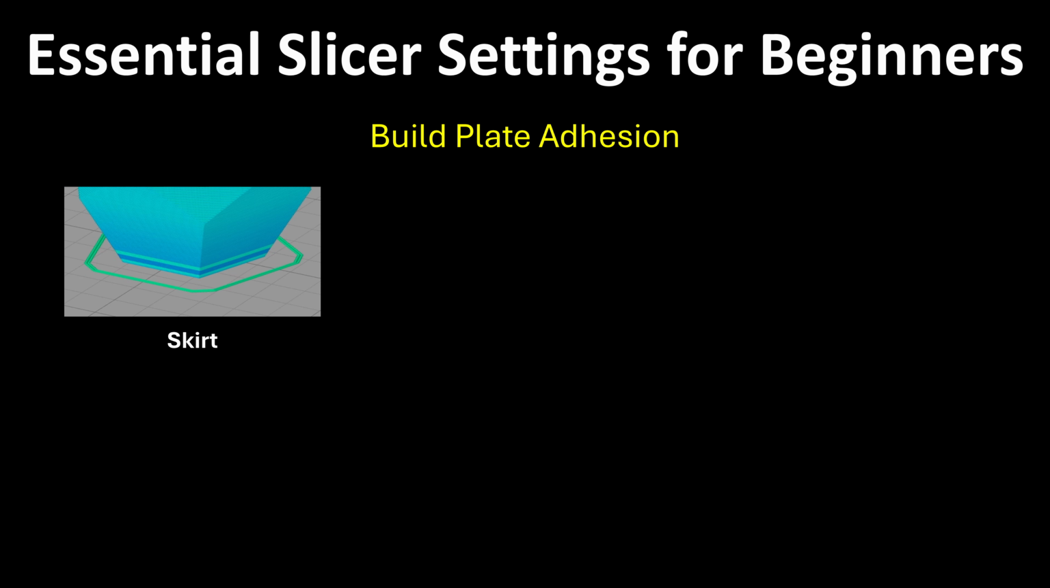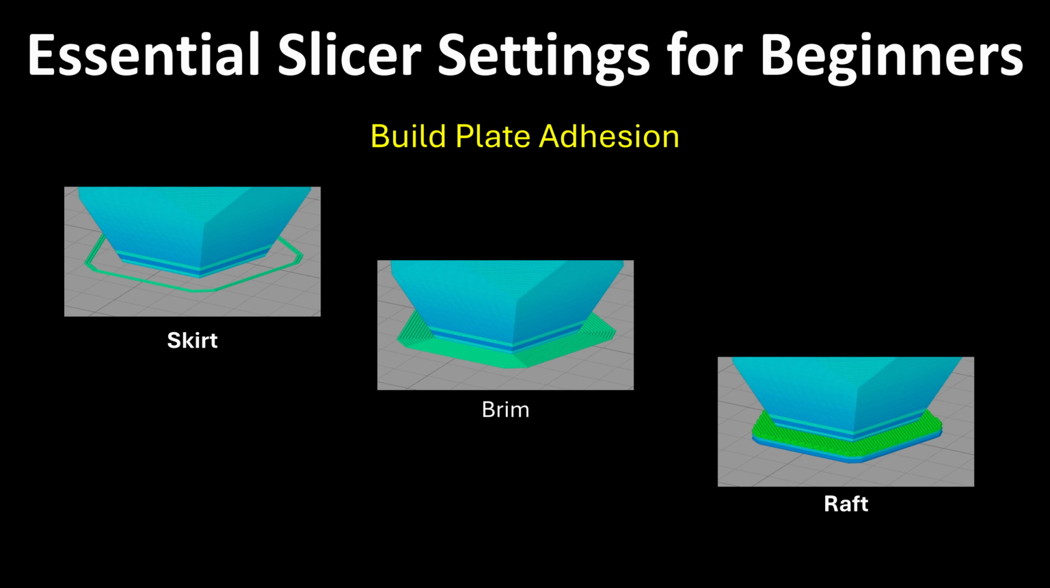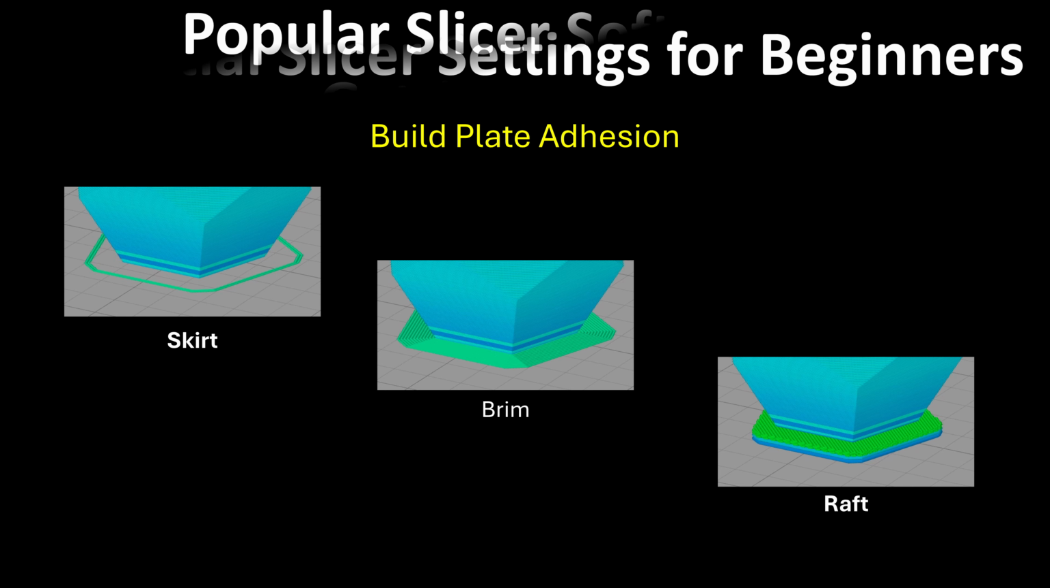Build plate adhesion. This is crucial for preventing your print from detaching from the build plate mid print. Options include skirt, a line around the print, brim, a single layer perimeter attached to the base of your print for increased surface area, and raft, a sacrificial layer printed underneath your model.